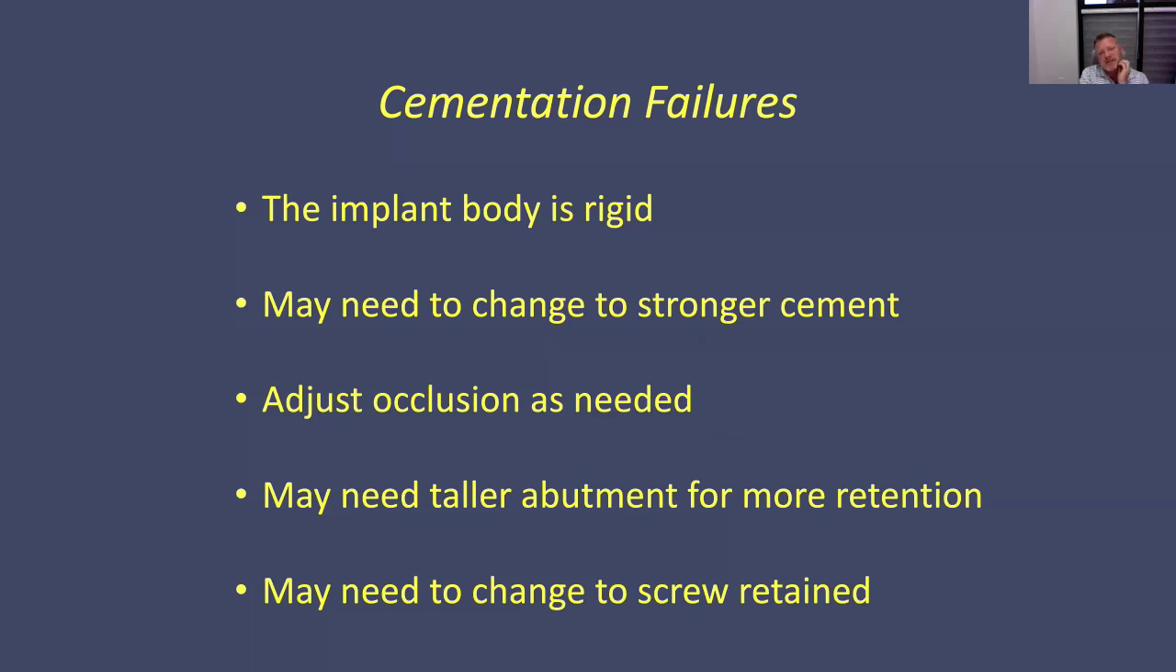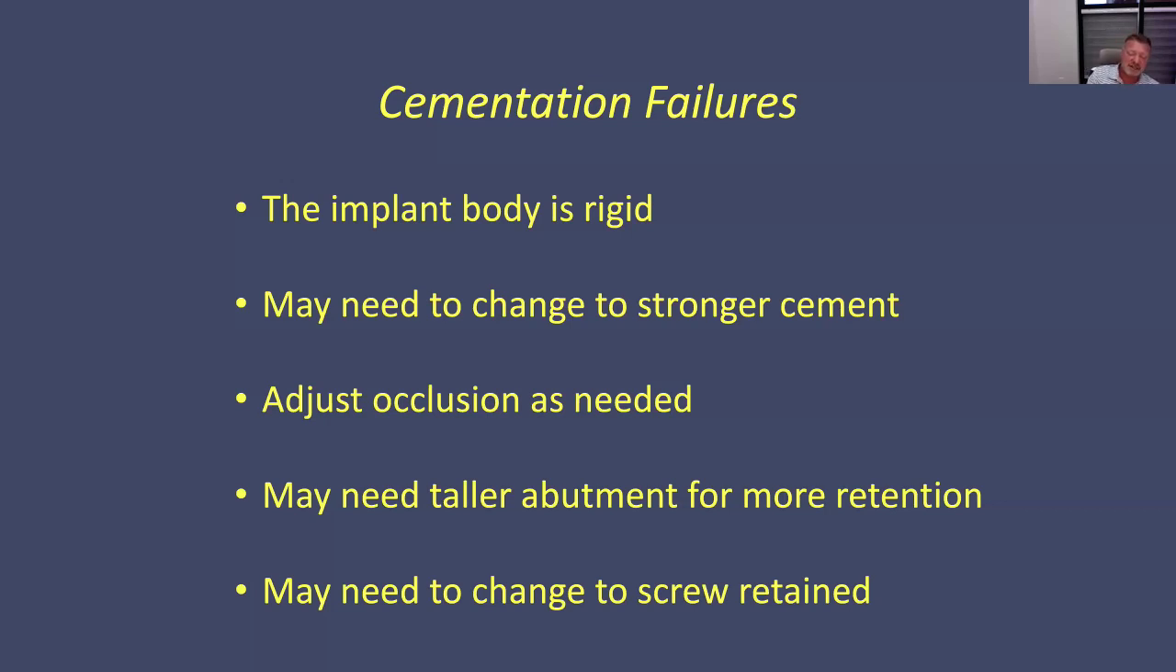So cementation failures, again, the implant body is rigid. So now we've created a really nice restoration that can absorb all the force. Now the force is starting to transfer through the system, making its way to the implant. And a lot of times the cement will give way because everything else is stronger than the cement. We may need to change to a stronger cement. So I'm not opposed myself to cementing with permanent cements. If you don't, and you find that a restoration is giving you problems, strengthening the cement can help.